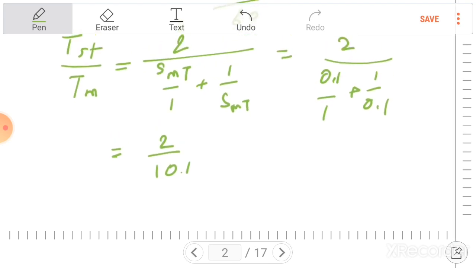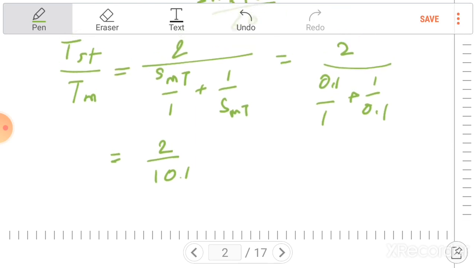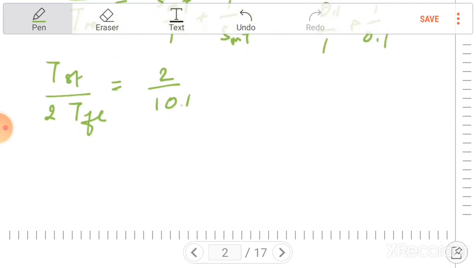torque at maximum condition is equal to 2 times of full load torque. So T at ST divided by 2 multiplied to T at full load. So from here we can find the relation of T at ST is equal to 4 divided by 10.1 multiplied by torque at full load, and we know that torque at full load is equal to 65.42.